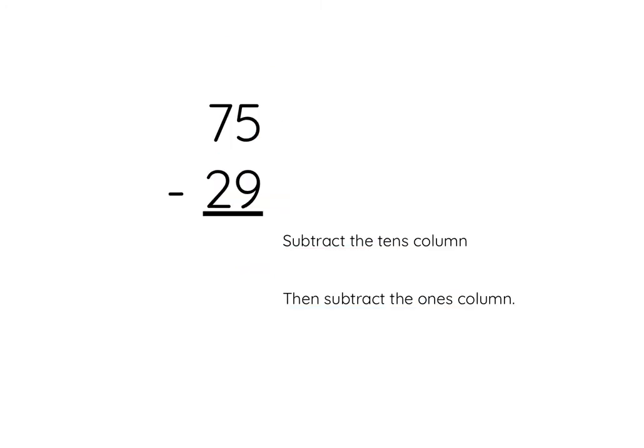Let's try another one. 75 subtract 29. So we're going to subtract the tens column. Notice the bigger digit is in the top, so we're going to have a positive number. So 70 minus 20 equals 50. We've been practicing that kind of subtraction all year.